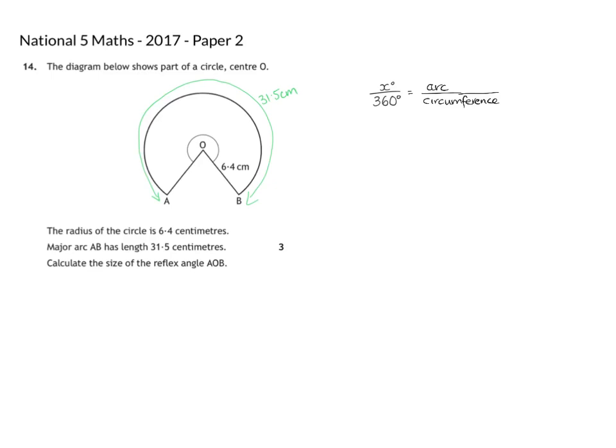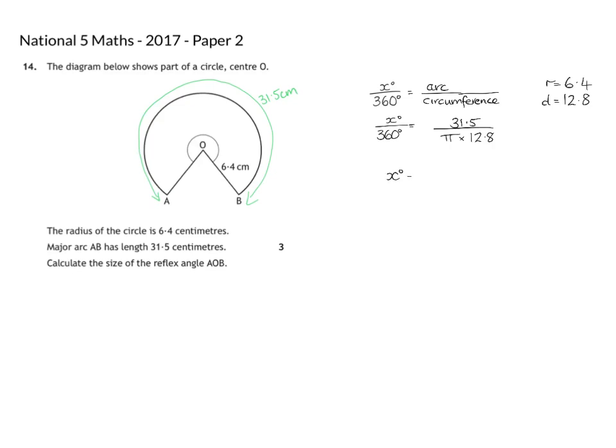So in this case we can start putting in our numbers. x is what we're looking for. We have 360 degrees that we know about. Our arc we know is 31.5. And we know the circumference of a circle is pi d. We know our radius is 6.4, so our diameter is going to be double that, which is 12.8. So we get pi times 12.8 for our circumference.